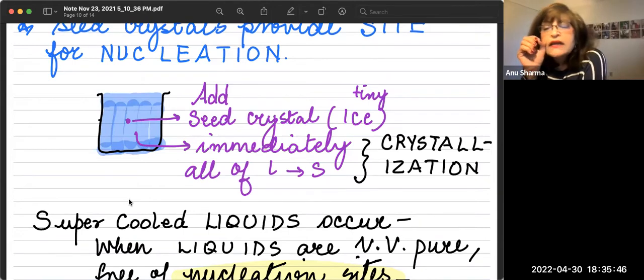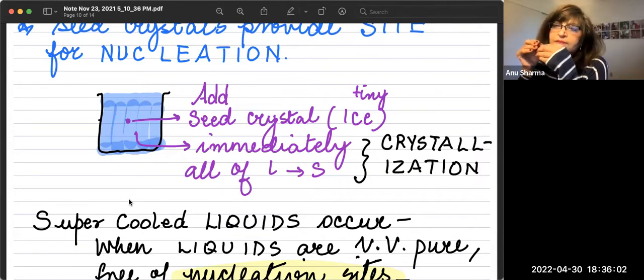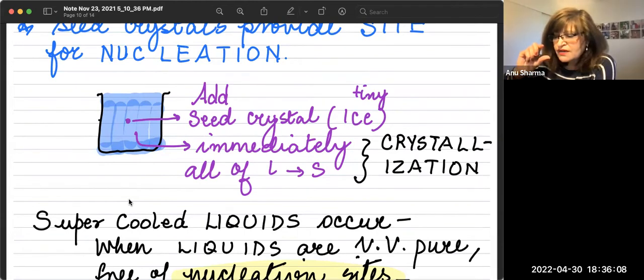So we do need a little bit of some kind of impurity, some base, some site for the crystals to form. What is solid? Ice, the formation of solid. Ice is basically solid. So the solid develops on those sites. Those are the sites for nucleation, meaning development, where the crystallization starts.